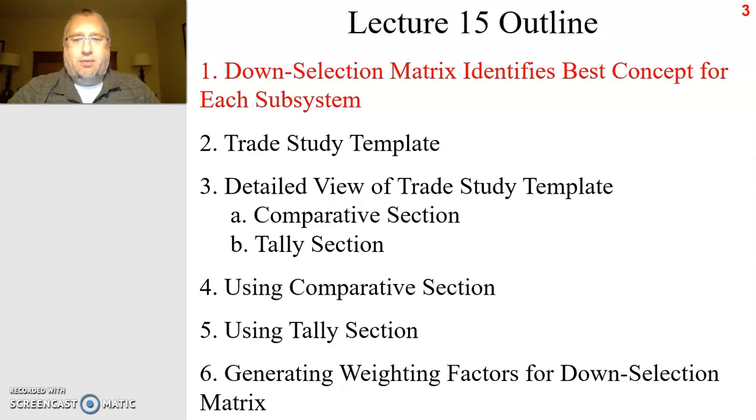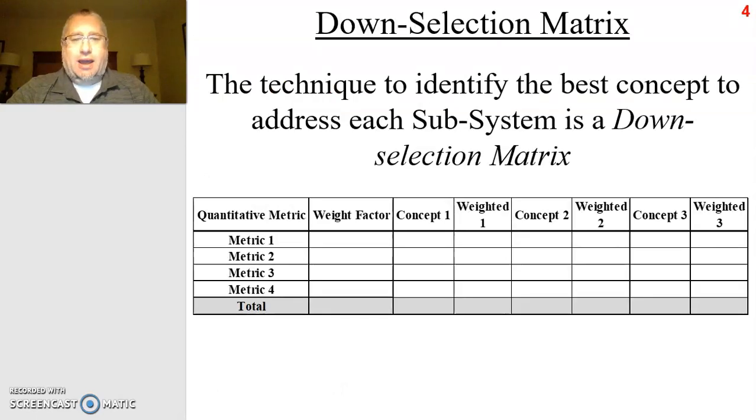So the first thing we're going to do is just introduce the concept of a down selection matrix. Here we have one, and this is a relatively small one compared to the ones that you will be producing for your major projects. The key outcome for a down selection matrix is to identify the best concept from the list of 12 or so concepts that you generated for each subsystem.